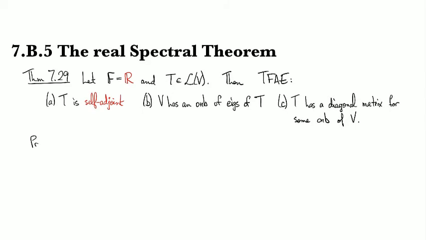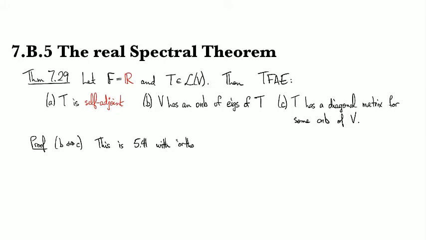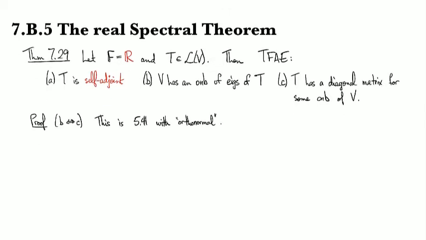So just as in the complex case, the equivalence of B and C requires no work because it's already done. So once again, this is 5.41 with just the requirement orthonormal having been added in. So no need to prove anything there.